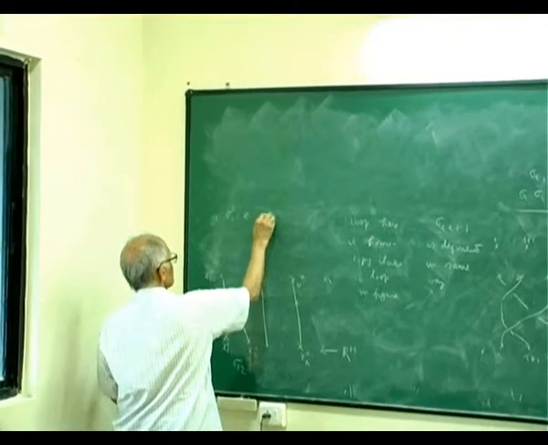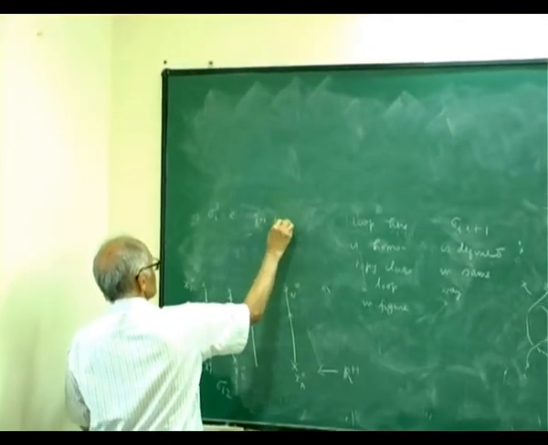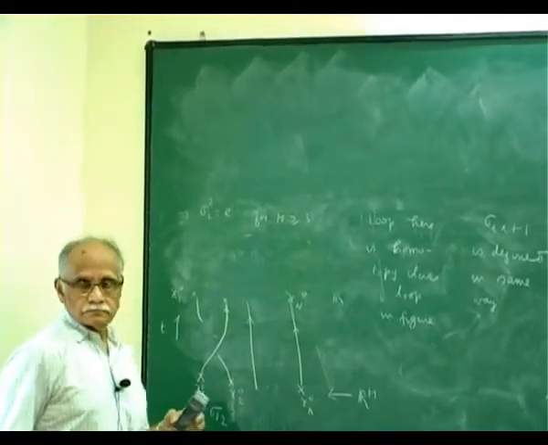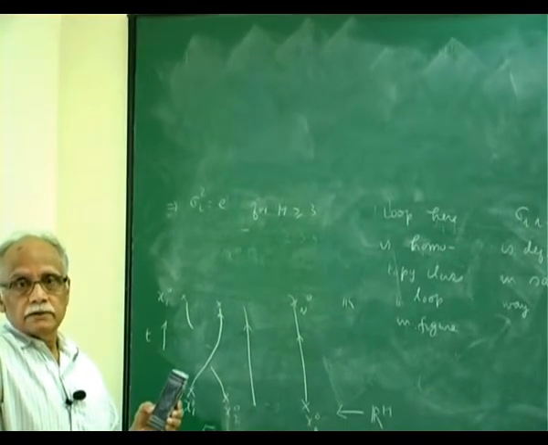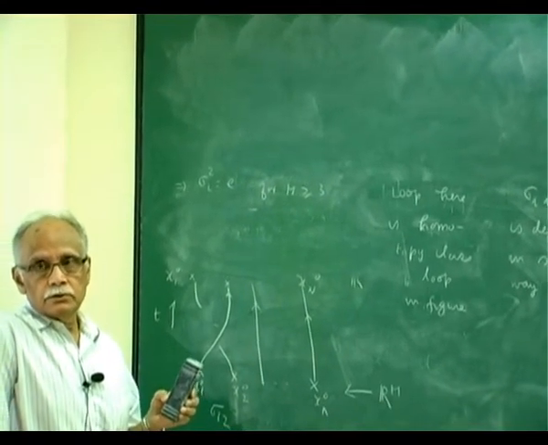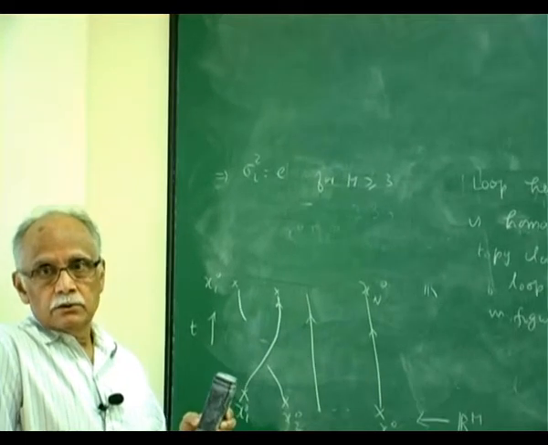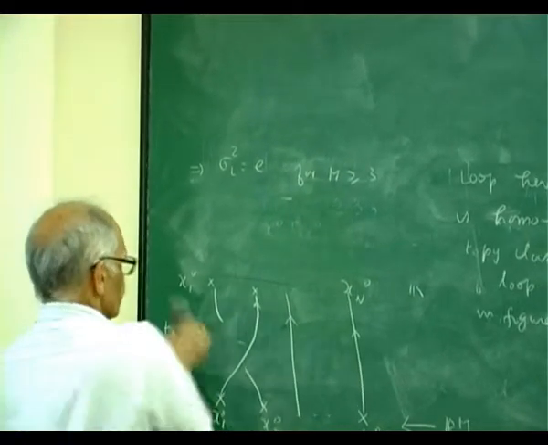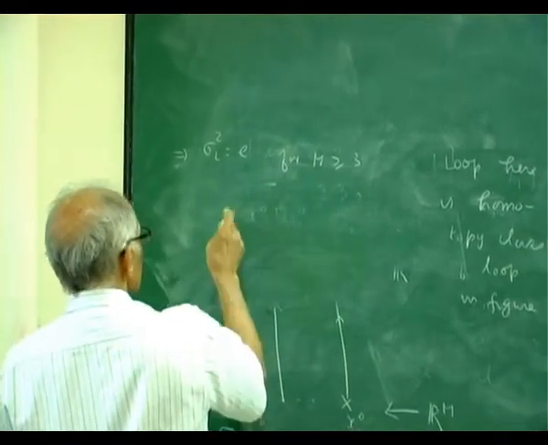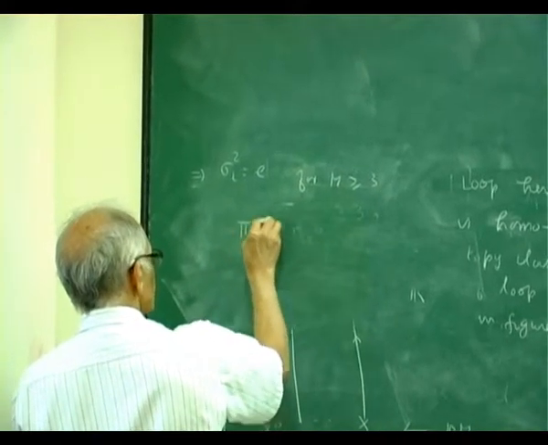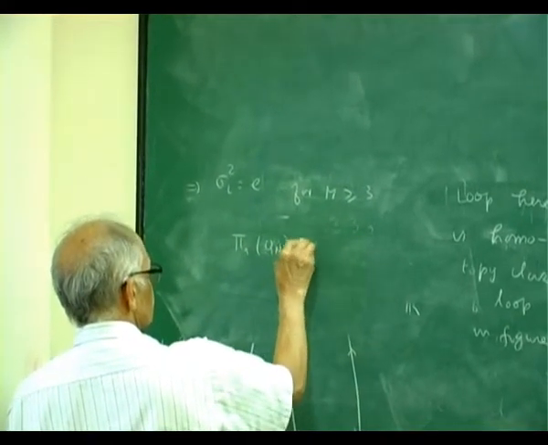For m larger than or equal to 3, therefore the pi 1 of Qn is Sn.